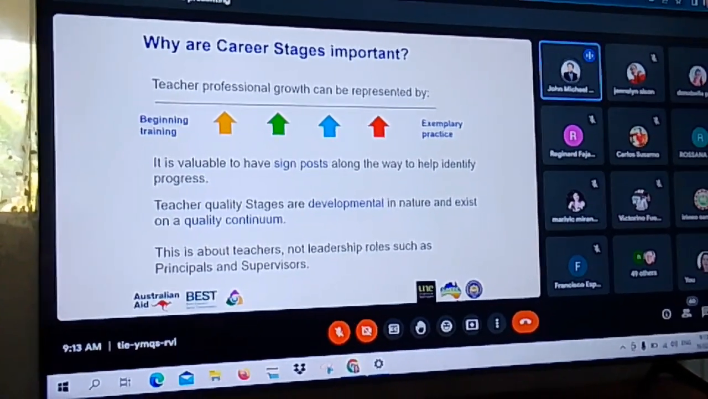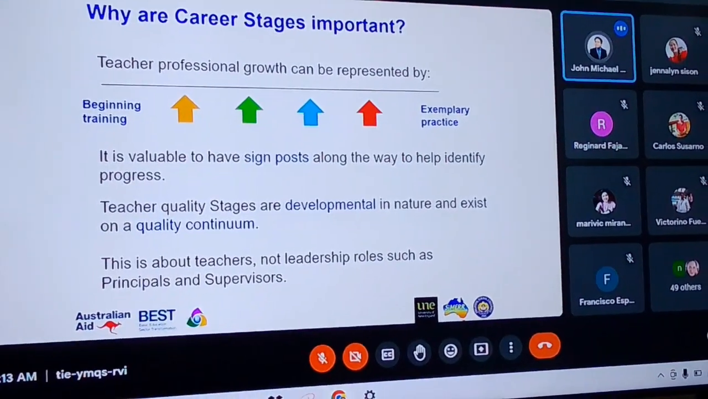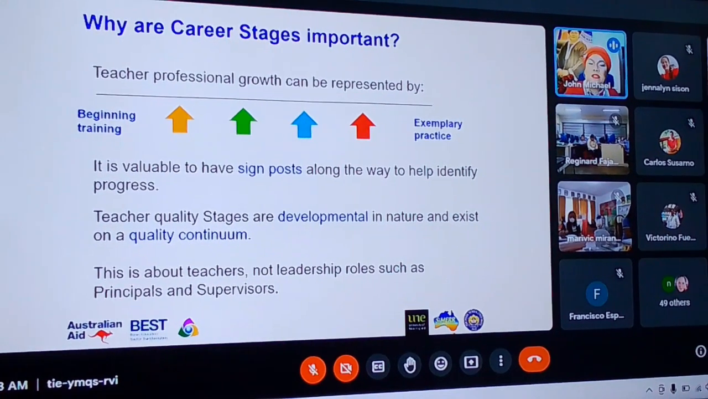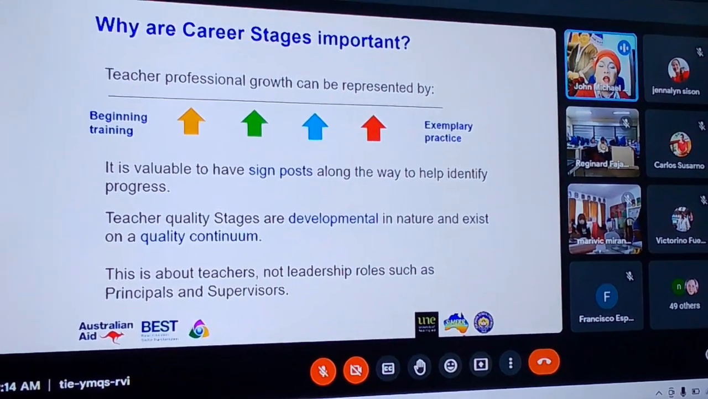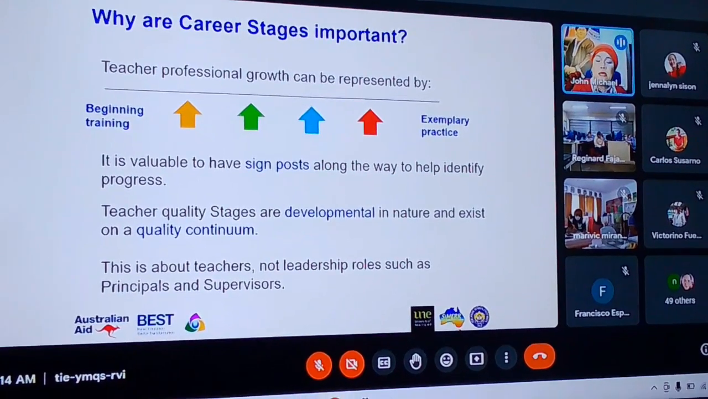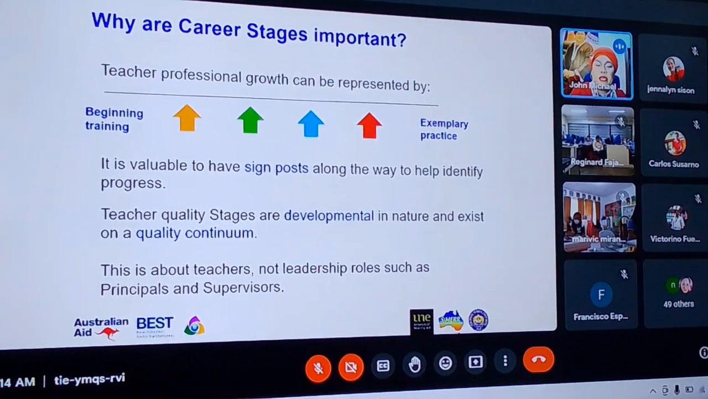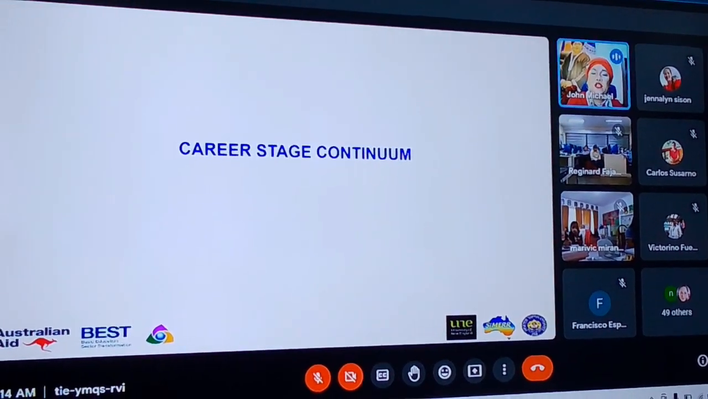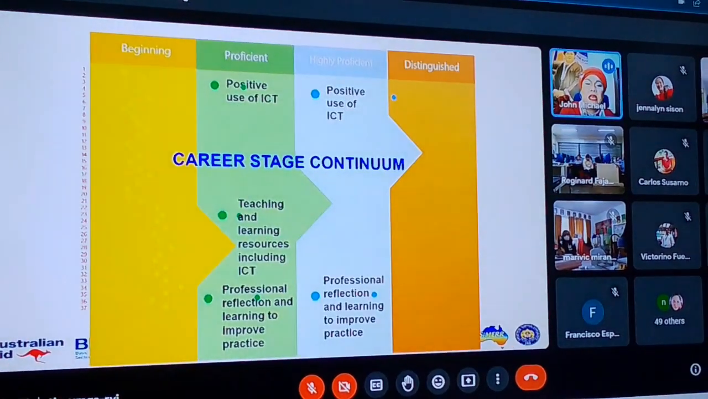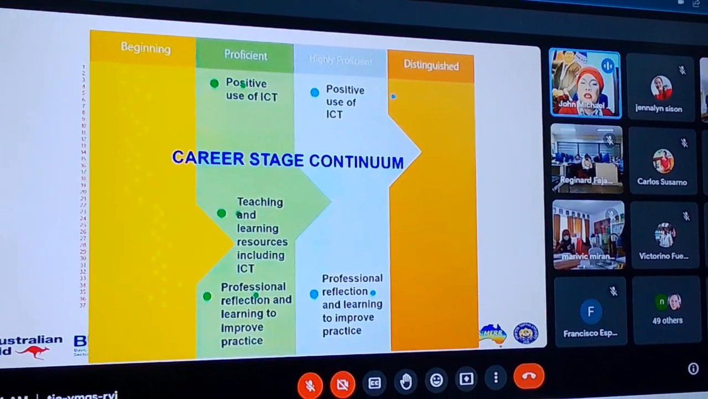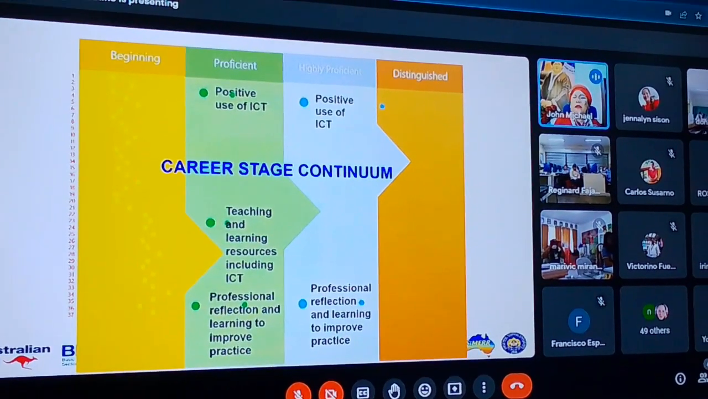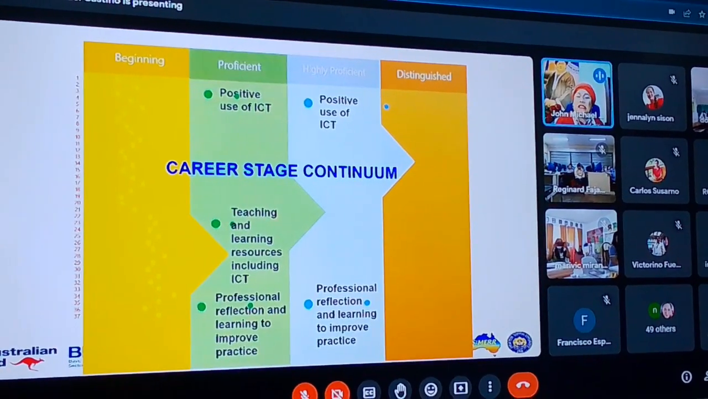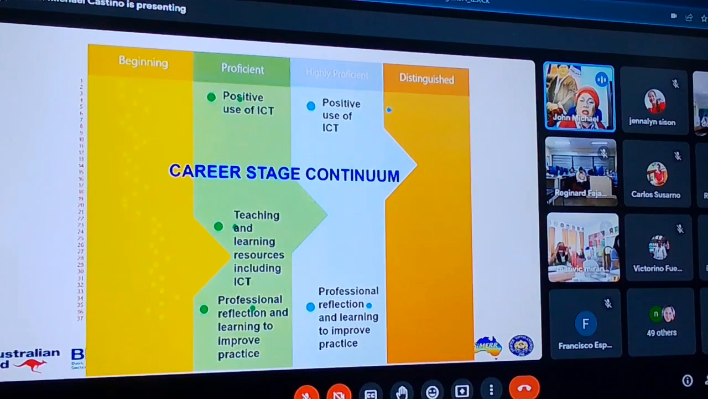This is about teachers, not leadership roles such as principals and supervisors, because they have their own standards. For our principals, they have the PPSSH, and for our supervisors, they have the PPSS. So here, we're just focusing on teachers' standards. Career stage continuum. We have here the beginning, the proficient, highly proficient, and distinguished. If I may reiterate, what are expected of our proficient teachers? They are expected to use ICT positively in the classroom.